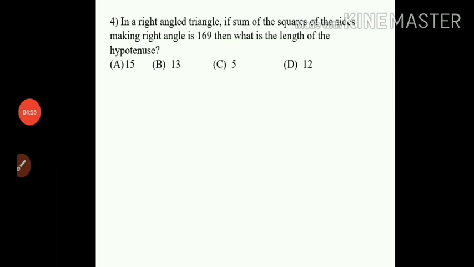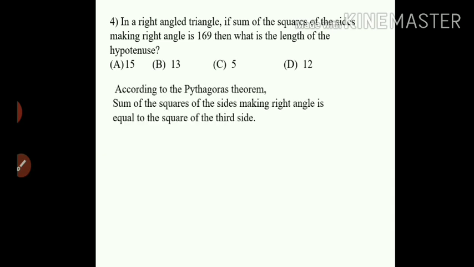Question number 4. In a right angle triangle, if the sum of squares of the sides making the right angle is 169. This question is a little bit confusing, so I am reading it again. Listen. It is given that the triangle is a right angle triangle. In a right angle triangle, the total sum of squares of the sides making the right angle is 169, then what is the length of the hypotenuse?